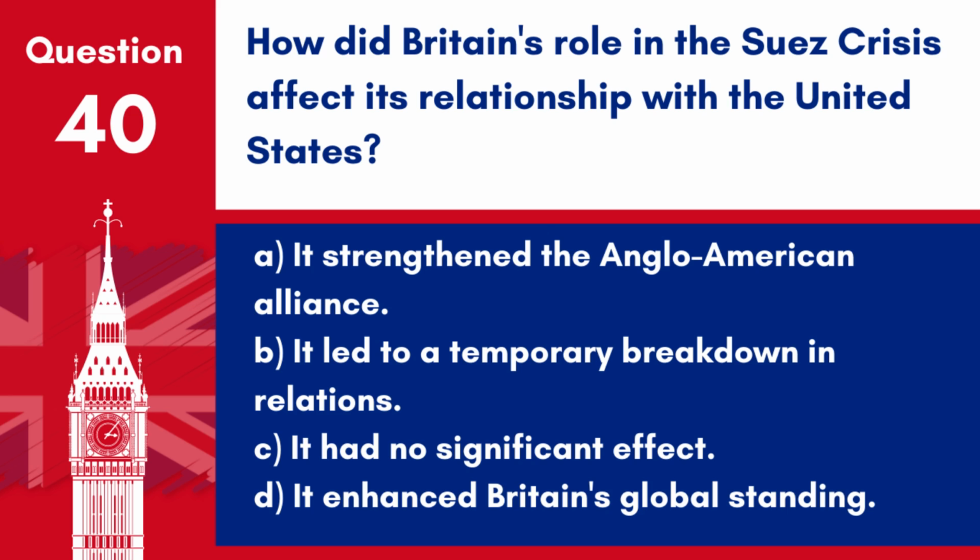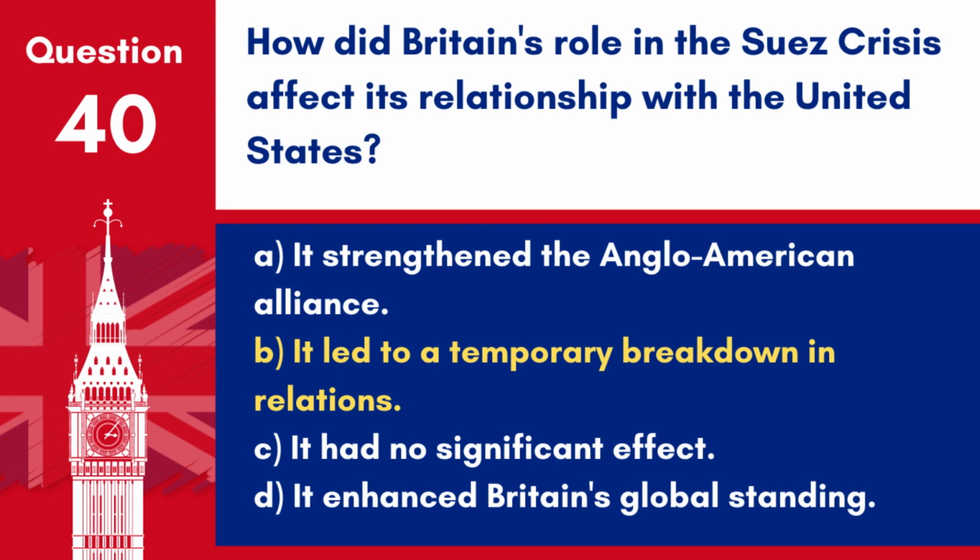Question 40. How did Britain's role in the Suez Crisis affect its relationship with the United States? A. It strengthened the Anglo-American alliance. B. It led to a temporary breakdown in relations. C. It had no significant effect. D. It enhanced Britain's global standing.